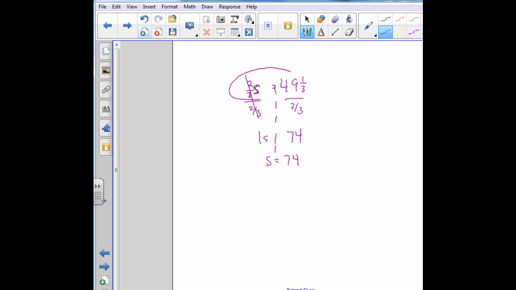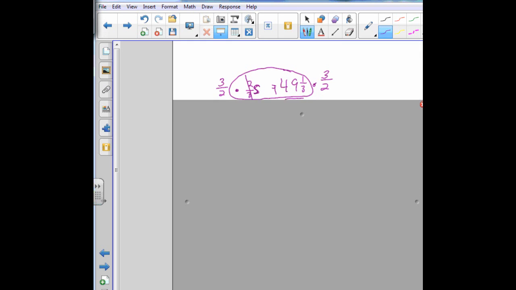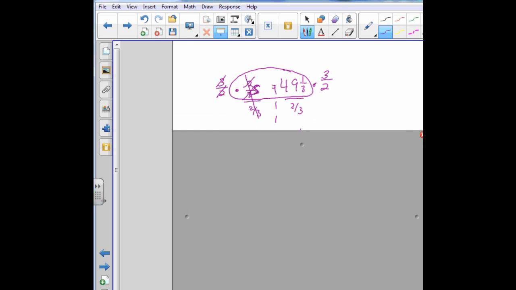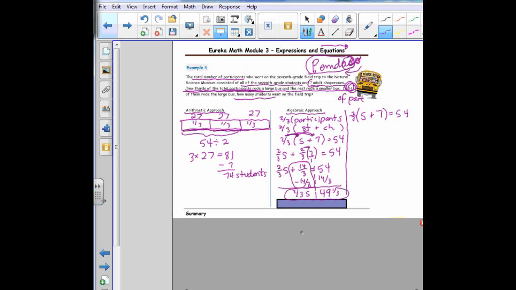And as I said over here, when you are dividing by a fraction, that's the same as multiplying by the reciprocal. So we could also have written this as multiplying by the reciprocal instead of dividing. So it would look like that, where you're multiplying by the reciprocal, because 2 divided by 2 equals 1, and 3 divided by 3 equals 1, and 1 times s is s. So we get down to our answer, and we have 74 students on the trip.